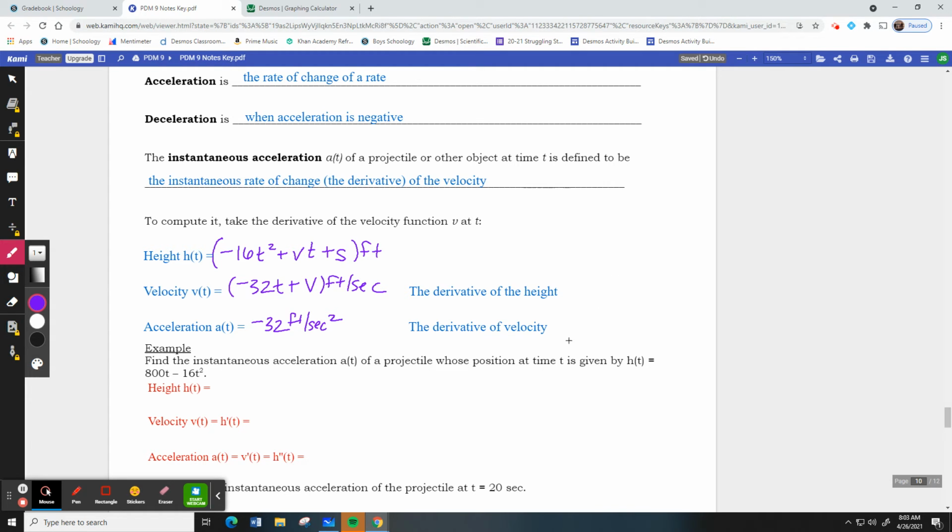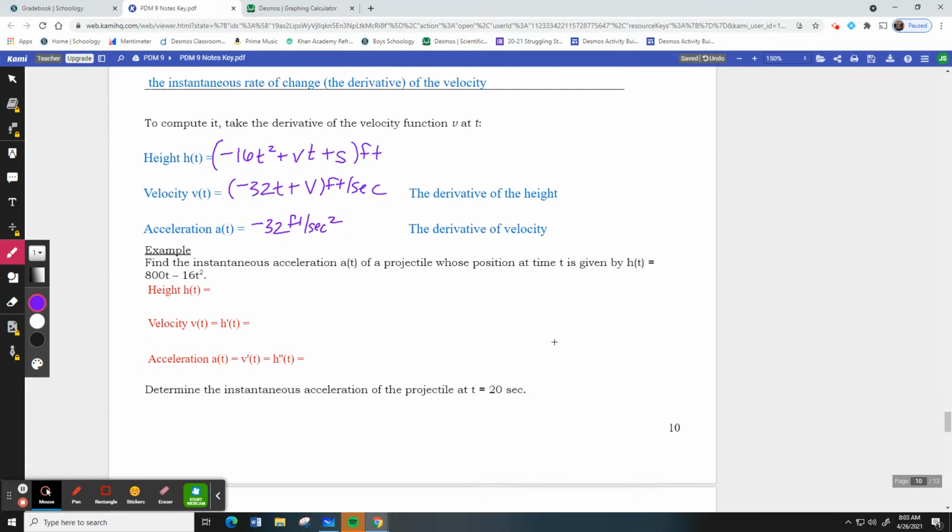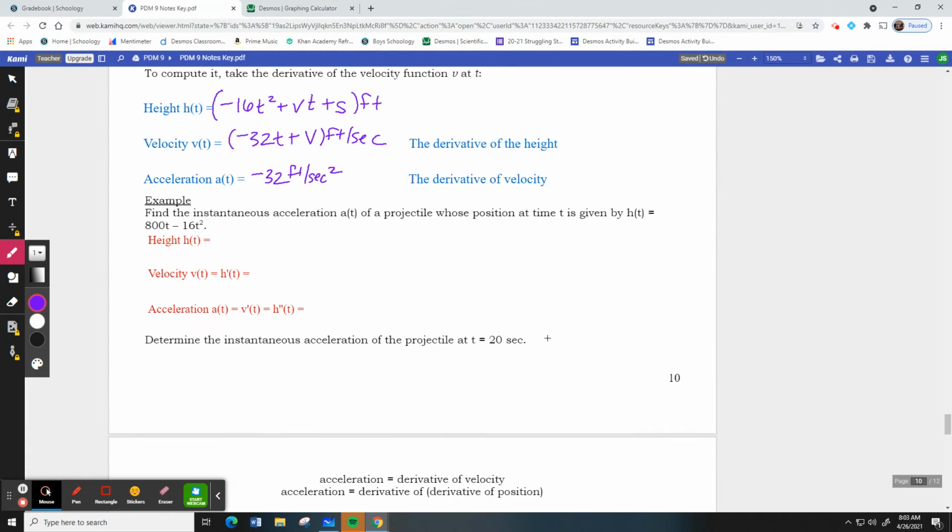All right, so let's take a look at this example. It says find the instantaneous acceleration, A of t, of a projectile whose position at time t is given by h of t equals 800t minus 16t squared. All right, so the height function is what's given. So we know h of t is 800t minus 16t squared, and the height is in feet.